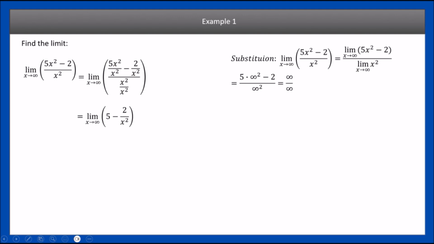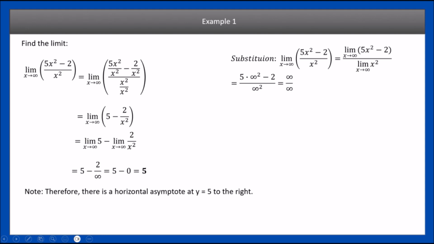Now we can take the limit as x approaches infinity, and I can take it separately. The limit of 5 is just 5, but if I plug infinity into x here, that gives you infinity. 2 over infinity is a constant. Remember, a constant divided by infinity is 0. So we get 5 minus 0, which is 5. Therefore, we avoided the indeterminate limit problem here.